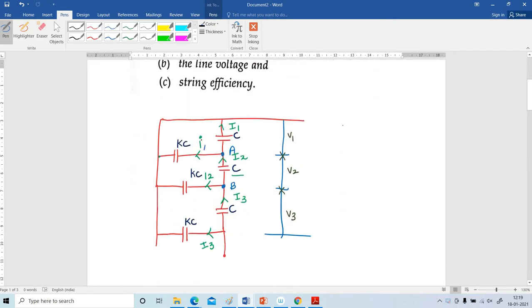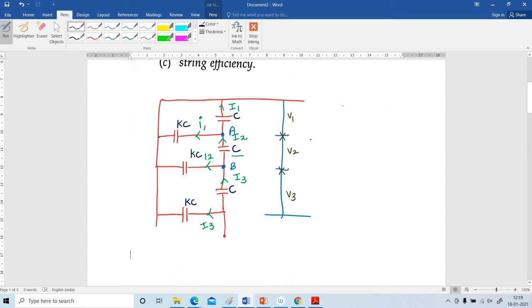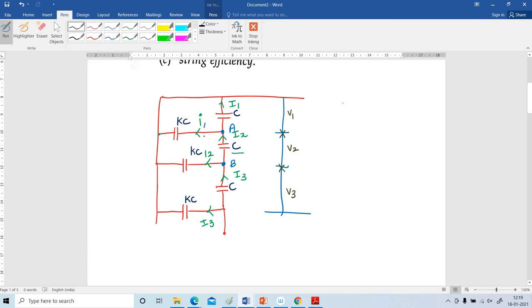See in this diagram, these are the capacitance of insulators. C is the self-capacitance and Kc is the capacitance between pin and earth. The question number 1 is ratio of capacitance between pin and earth to self-capacitance of each unit. So this is the insulator unit 1, this is the insulator unit 2 and insulator unit 3. Across the capacitance, first voltage is V1, second V2 and third one is V3.